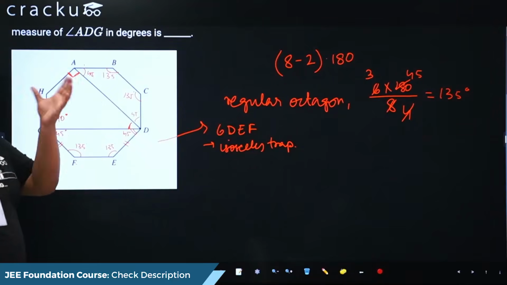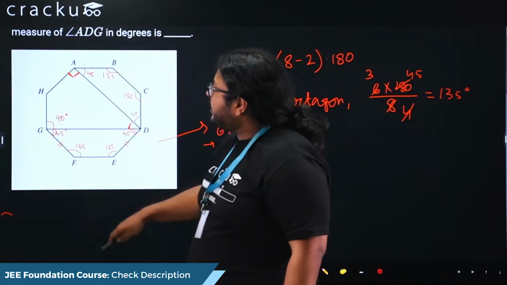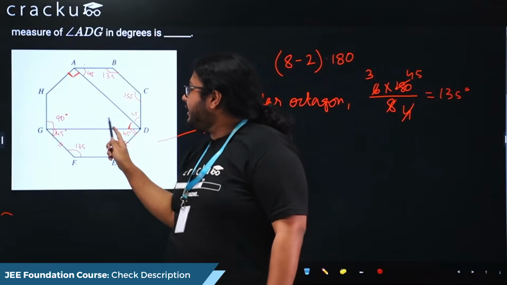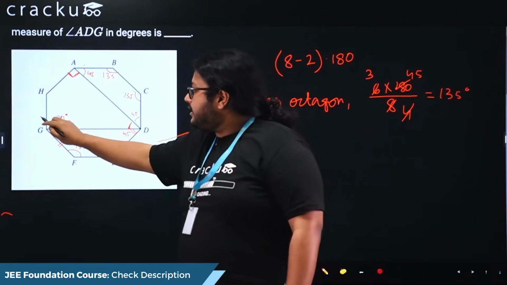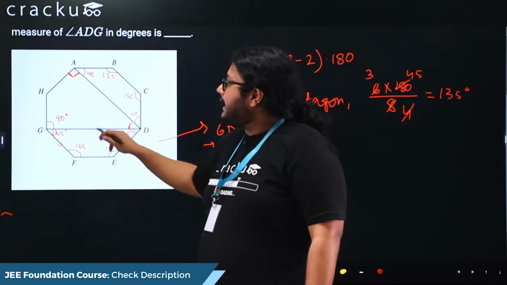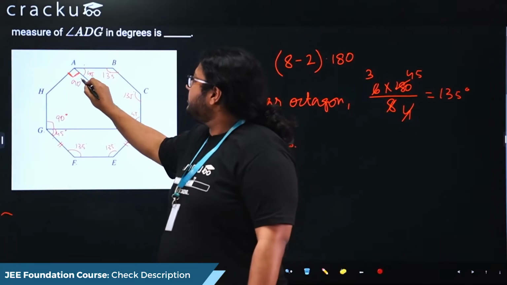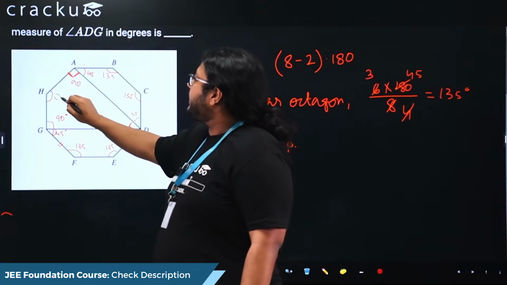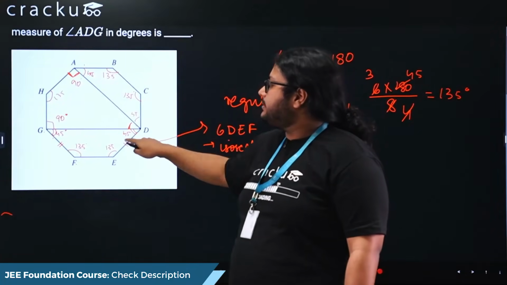Now, there can be multiple ways to approach this. One would be to say, okay, if I take this whole quadrilateral, AHGD, in that case the sum of all of it should be 360 again. This is 135. These are 90. So I can subtract and get this.